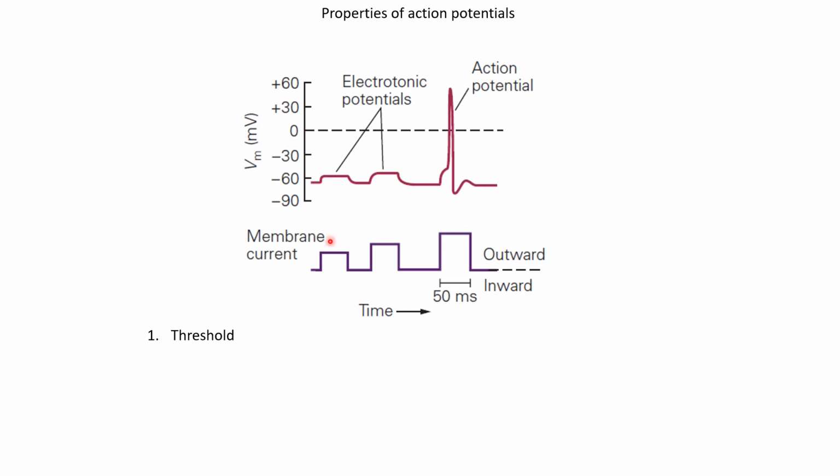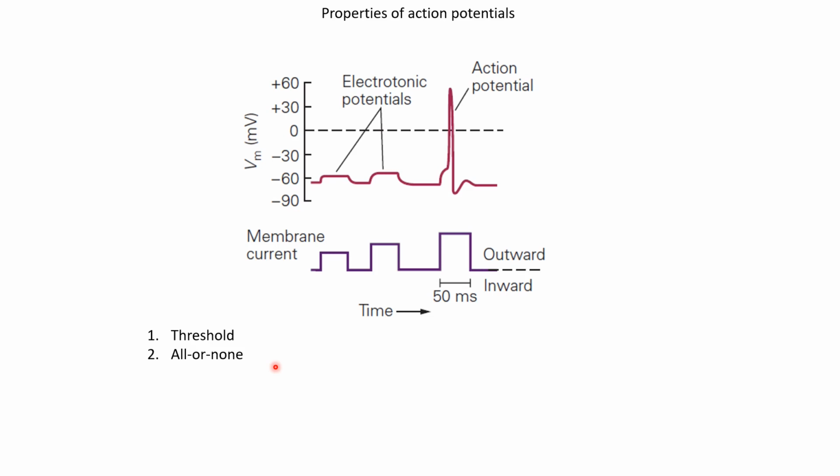So if you recall, if we inject a small current that causes a small depolarization in the membrane, we do not see action potentials. Only when a sufficiently large current is injected that causes a sufficiently large depolarization, then only we see an action potential generated in the neuron. So there is a threshold for generation of action potentials.